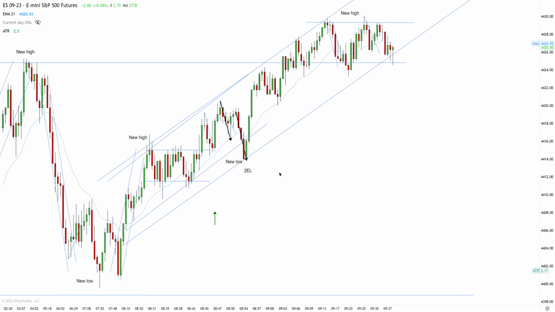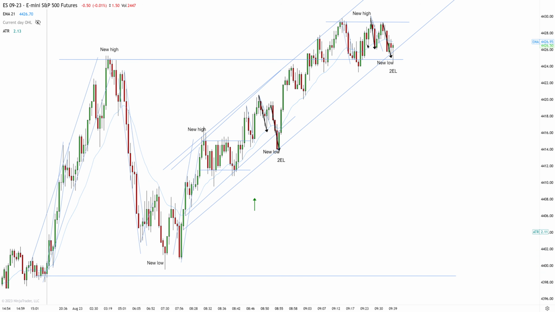And notice now we have second entry long. Why is this a second entry long? Latest highest high, first entry long, pullback, second entry long, visual two-legged pullback, repeat pattern of this, and you have a new extreme.